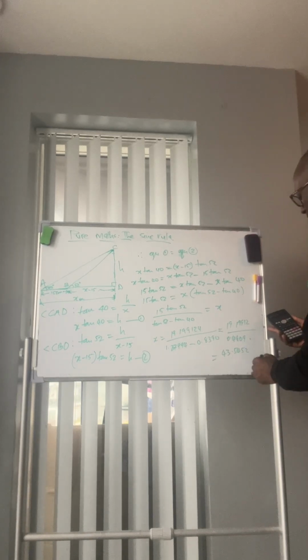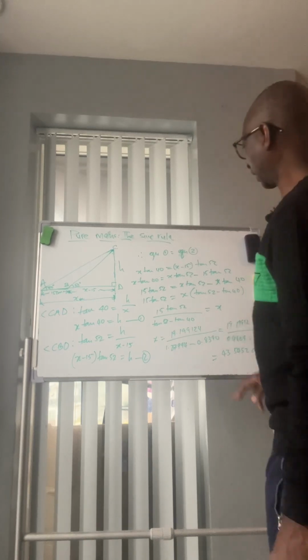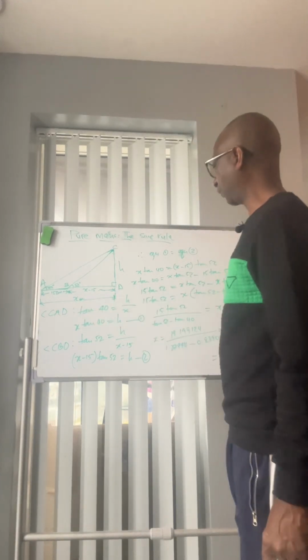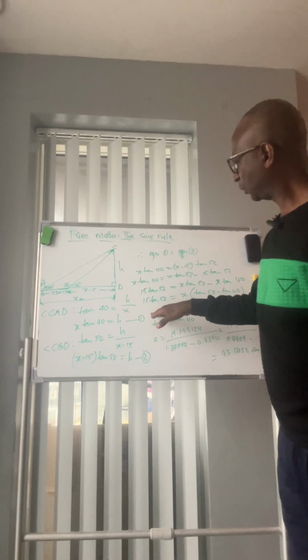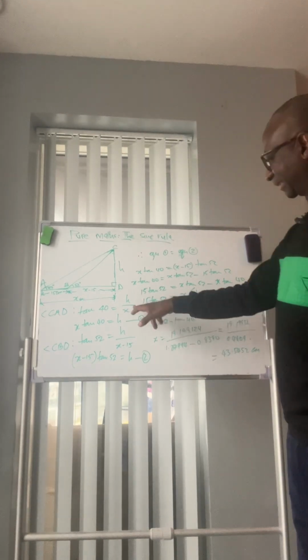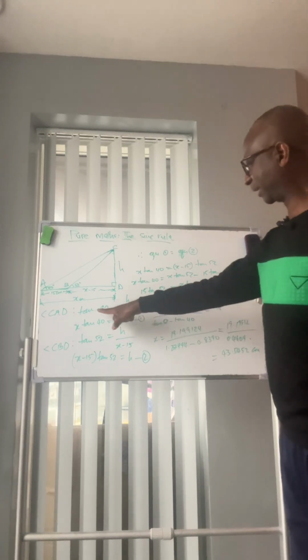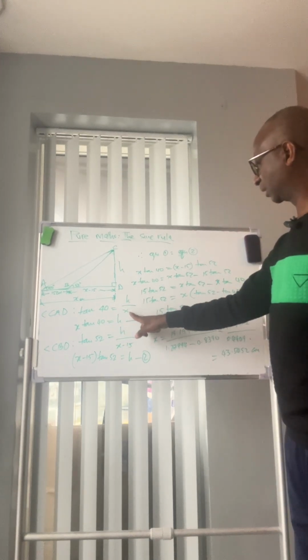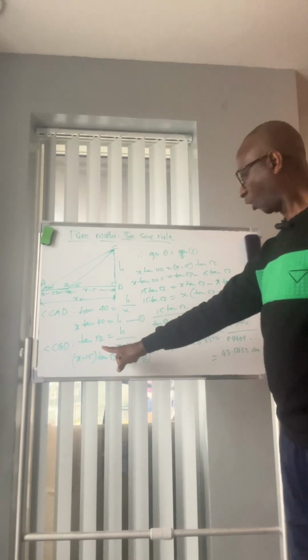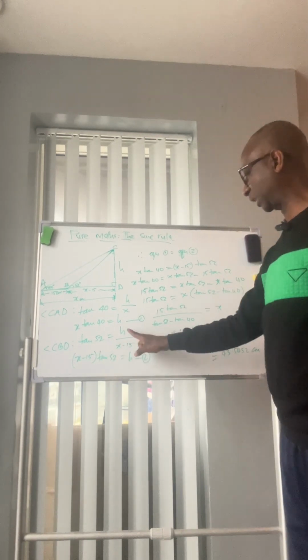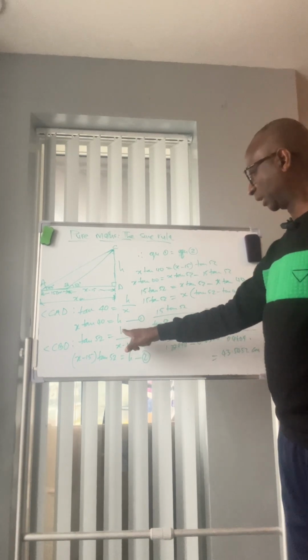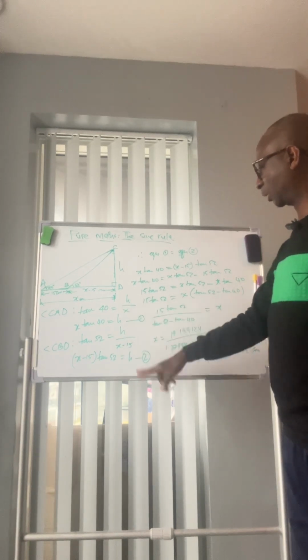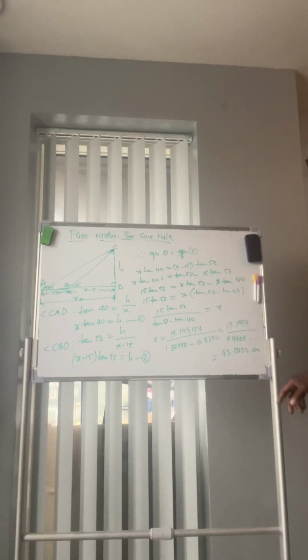43.5452 centimeters. This is x. We found the value of x, but it's not x we are looking for. We want the height, h. But since we know x, we can now use any of these equations that involves x to find h. You can see here that tan 40 equals h over x. We know x already, so we can find h. Or here we see that tan 52 equals h over x minus 15. We can use either equation 1 or 2 to find our value of h.